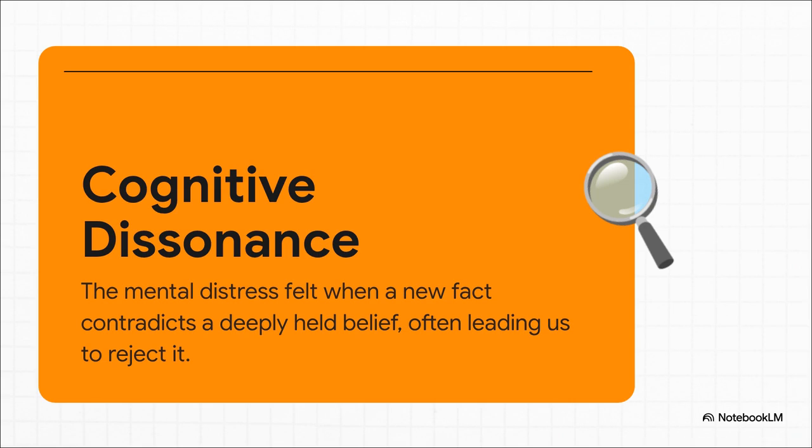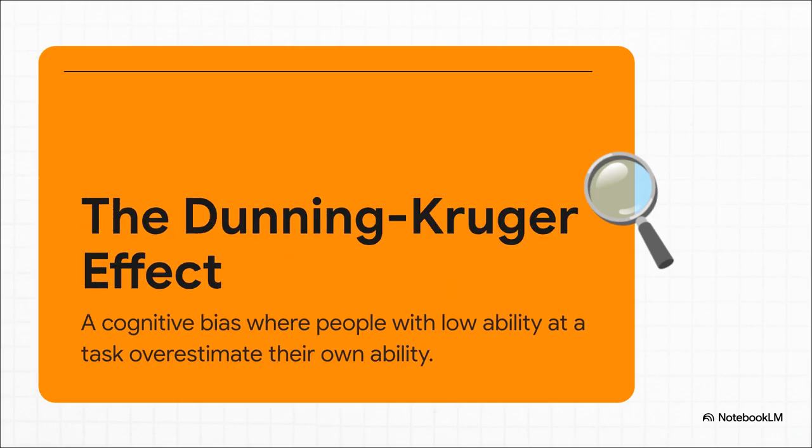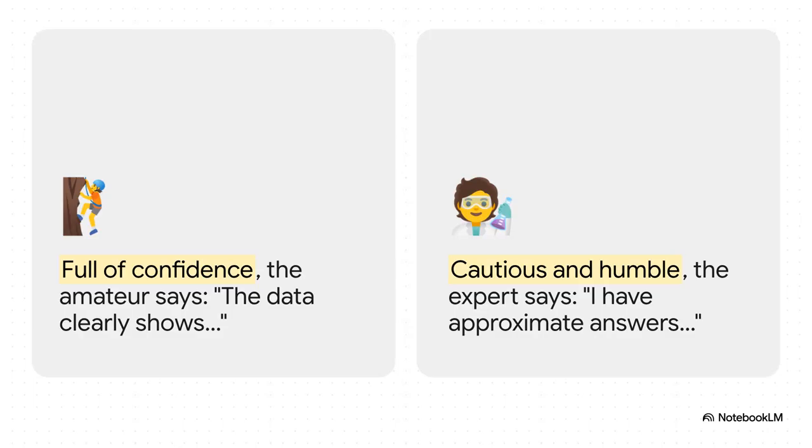And for our final stop on this tour, oh, this is a good one, the Dunning-Kruger effect. This is such a tricky little glitch in our programming. It's this weird upside-down world where the less you know about something, the more confident you are that you're an expert on it. It creates this totally dangerous situation where the people with the loudest opinions are often the ones with the least knowledge.